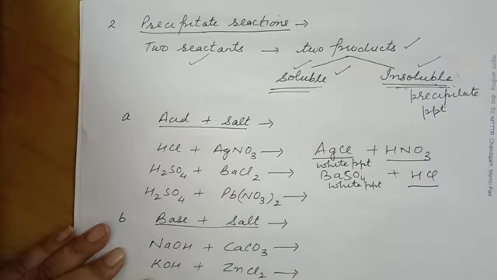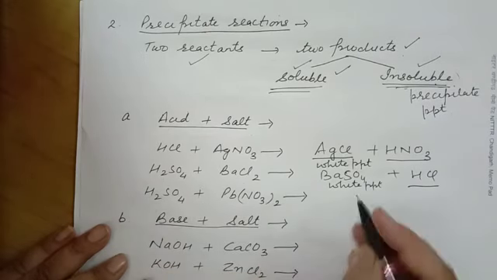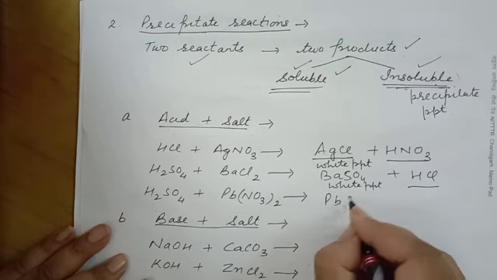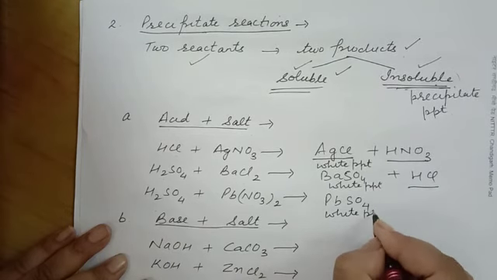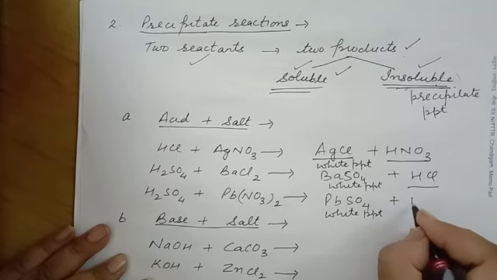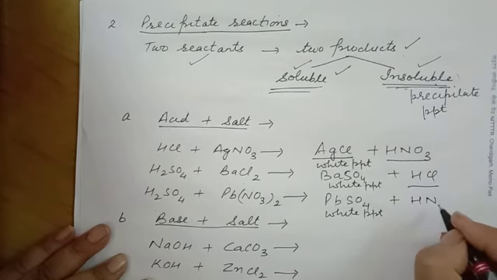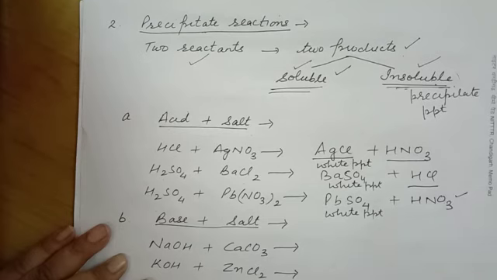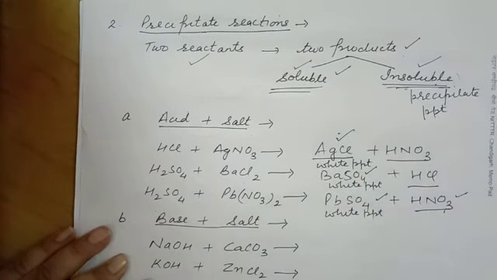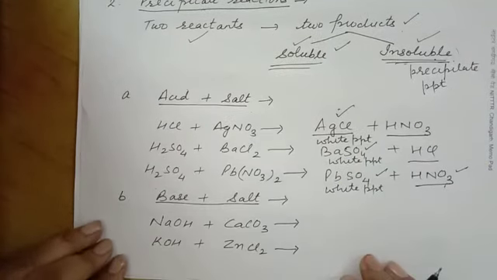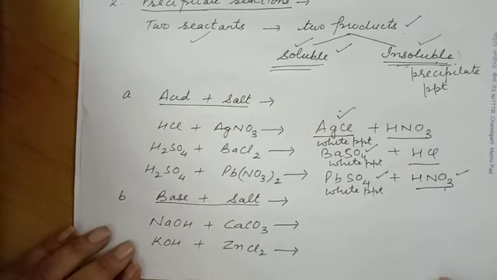Acid, sulfuric acid plus lead nitrate. We have lead sulfate as white PPT plus HNO3. These are soluble products and these come as precipitates. The second type is base and salt.